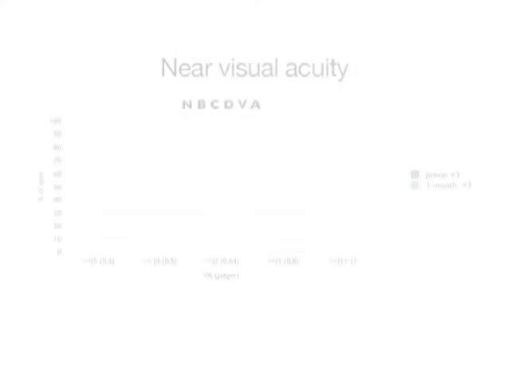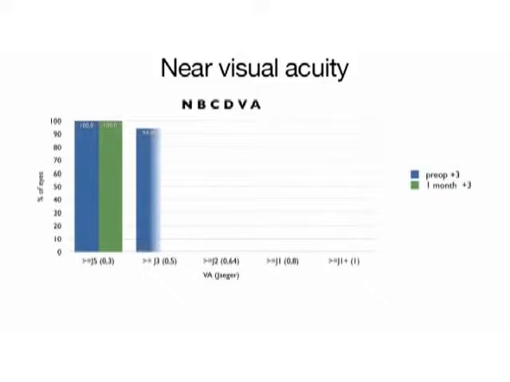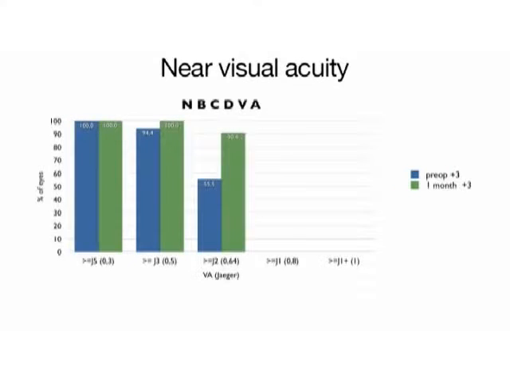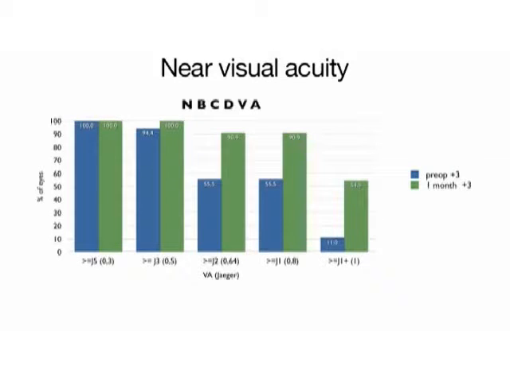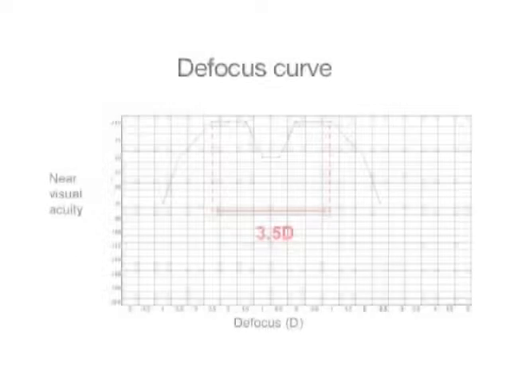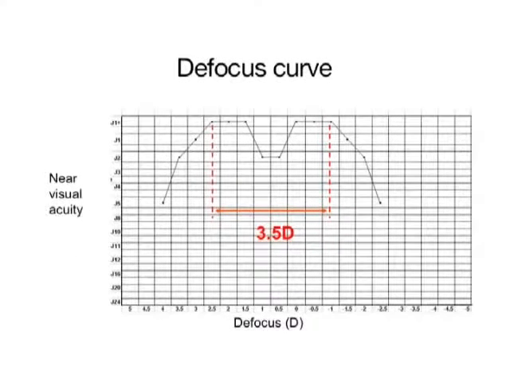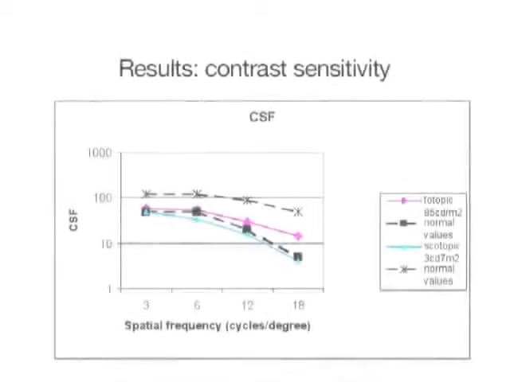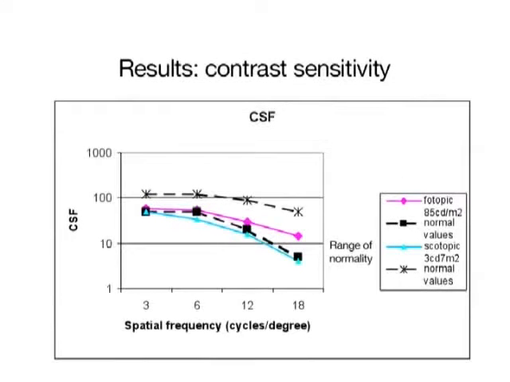The best spectacle distance corrected near visual acuity was a minimum of J3 in all of the patients, whilst 85% of the patients showed J2 and J1 with excellent intermediate vision at the same time. The defocus curve shows that for J1, this lens provides a depth of focus of 3.5 diopters, and with intermediate vision qualified for J3. The contrast sensitivity function is at the limits of normality, and this lens corresponds to the contrast sensitivity of a middle-aged person.